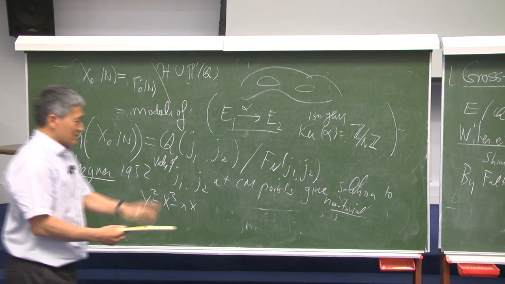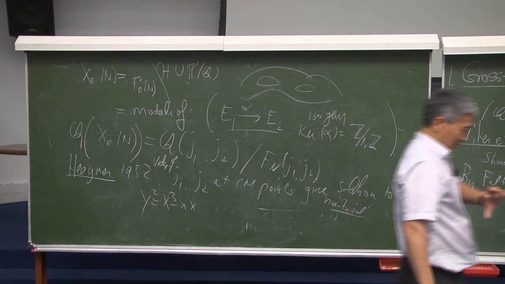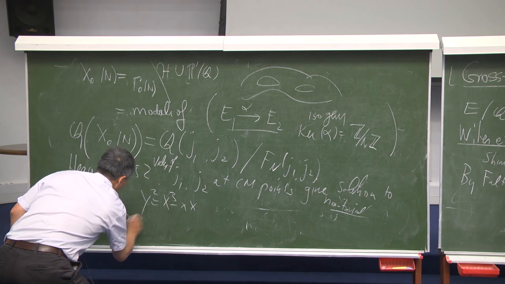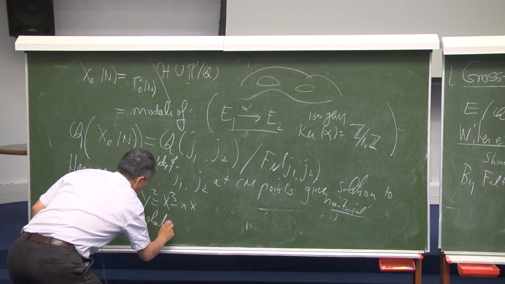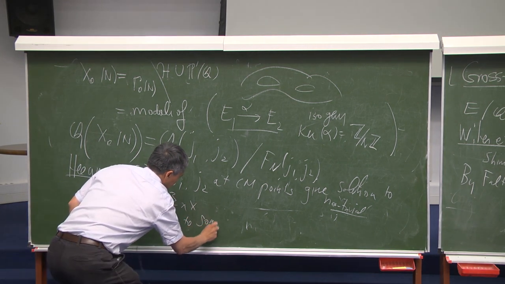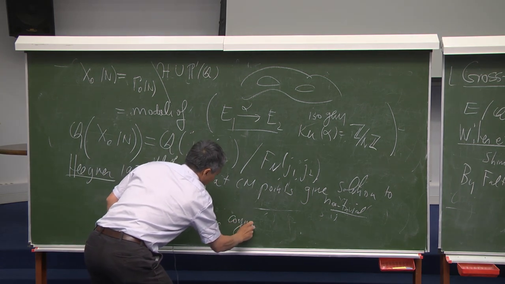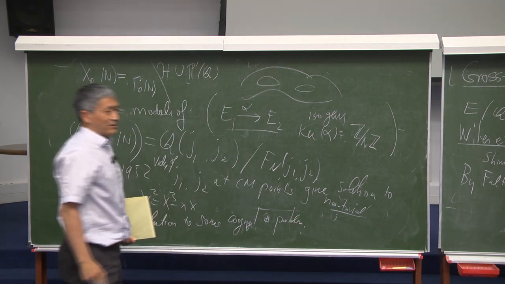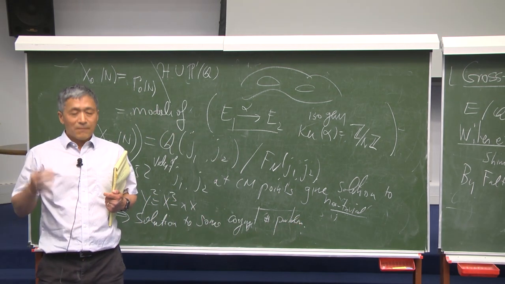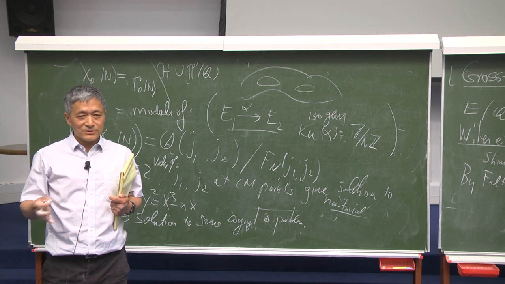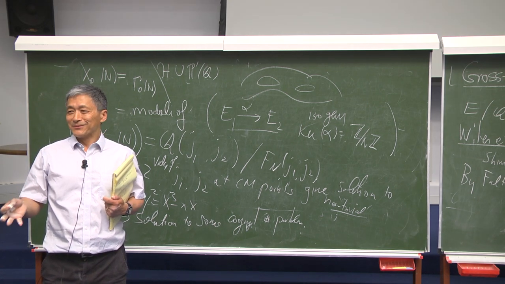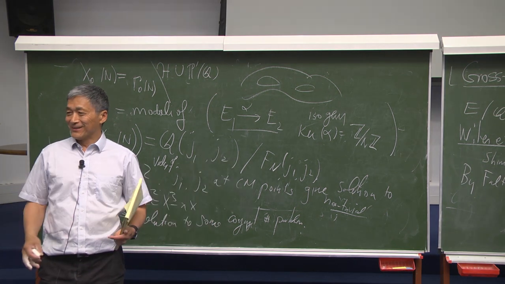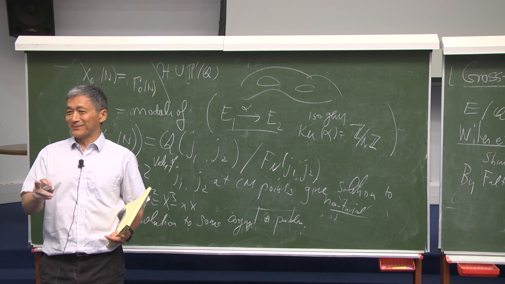And this is in the same paper of Heegner. And this gives you the solution to the congruent number problem. For example, he showed that every prime p with residue 5 modulo 8 is a congruent number. So he constructed infinitely many congruent numbers by this method. He's the first person ever to prove such a statement.